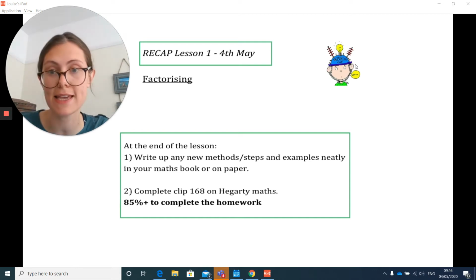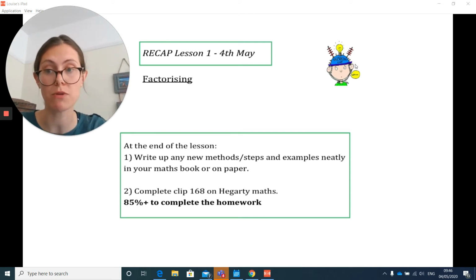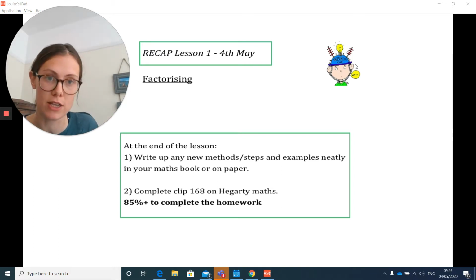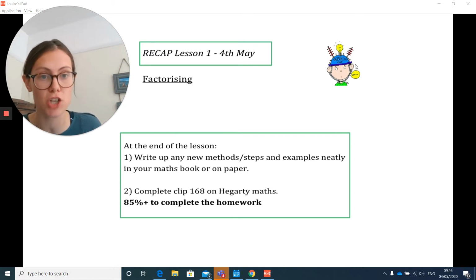Hey everyone, so today is a follow-up lesson to our live lesson on factorising, and we're going to be focusing on factorising single brackets. So looking at finding the highest common factor of different numbers and different expressions.